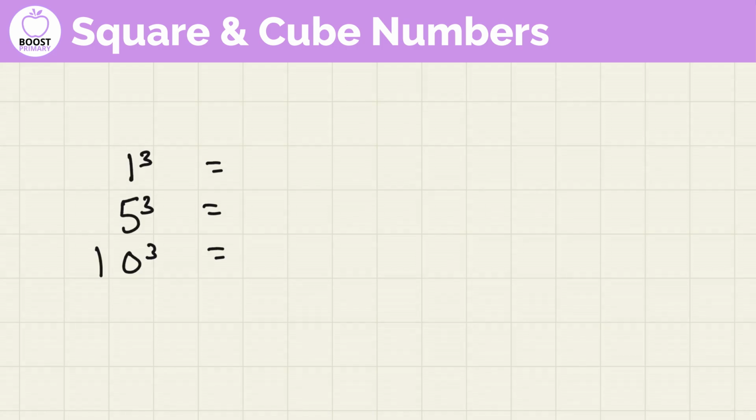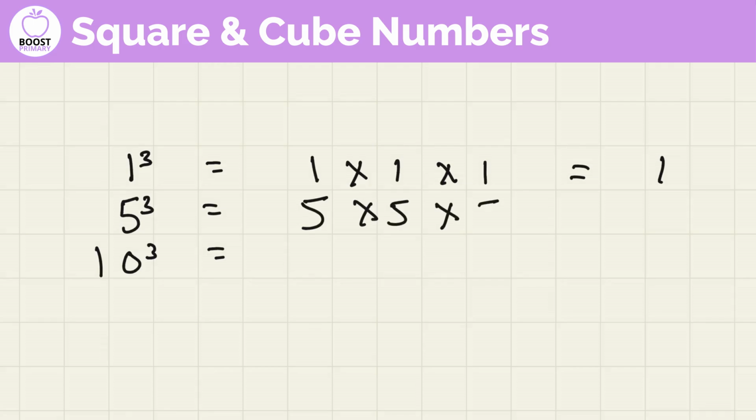1 cubed means 1 times 1 times 1, which is 1. So 1 cubed equals 1. 5 cubed means 5 times 5 times 5. 5 times 5 is 25. If you then times that by 5, the answer is 125.